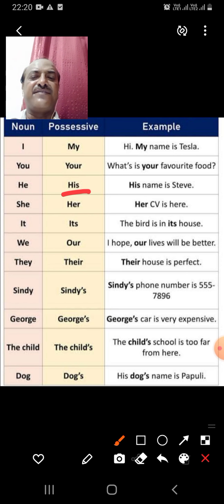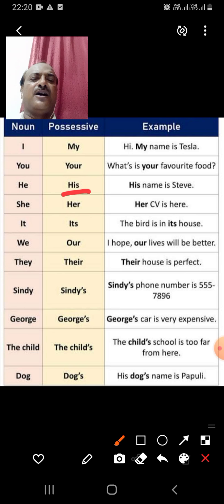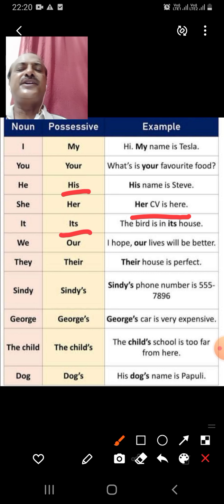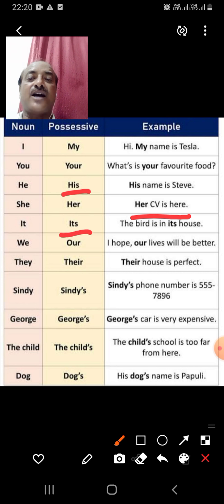His name is Steve. His, him, both we use for possession. She, her, in singular form we use this possessive. Her CV is here. CV means biodata. It, its we use for places and things. The bird is in its house. Where? Its house. That means this house belongs to this bird. Its we use for places and things.